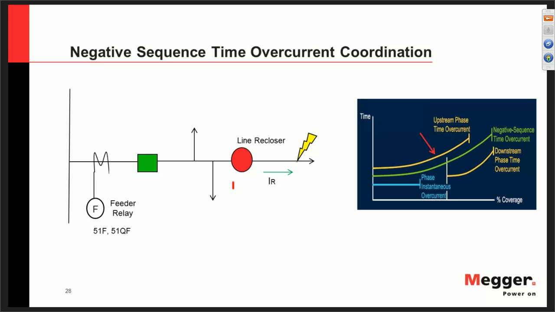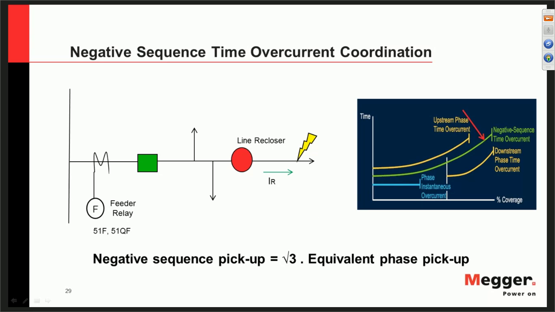Okay, now let's talk about a case where I have a negative sequence time overcurrent giving an open breaker command. As I said, some of the relay manufacturers are employing the negative sequence component for line-to-line faults. Just for your assumption, I'm assuming this is a line-to-line fault. For a line-to-line fault, when you do the fault analysis, you will see that my negative sequence element pickup is √3 times my equivalent phase pickup.